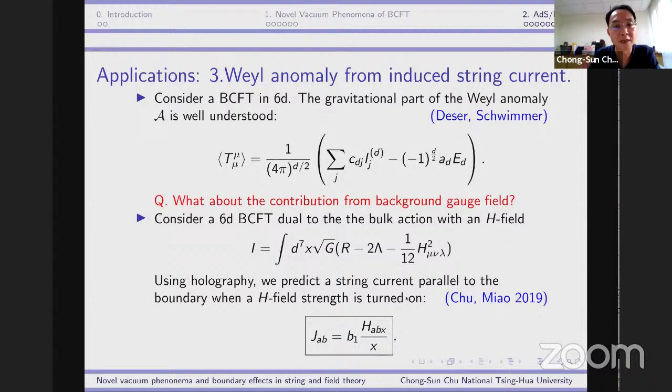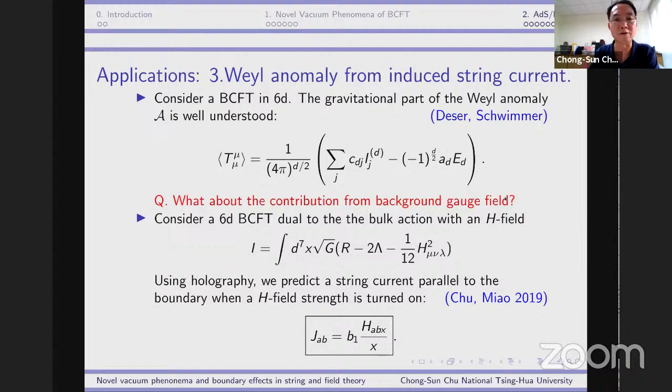In six dimensions, the trace anomaly is known. Actually, in any even dimension, the form of the trace anomaly is known. There's an Euler class, A-type anomaly, and then there's also a bunch of conformal invariants which can contribute to the trace anomaly. You have this B-type anomaly, and this is the bulk, and you can also generalize this to get the boundary contribution to the trace anomaly.